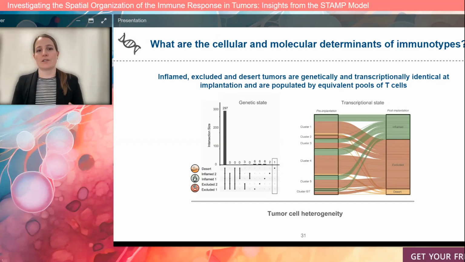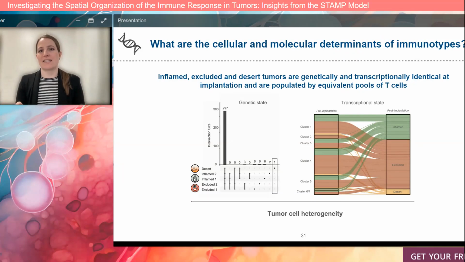So next, we wanted to look at the transcriptional variability of these populations. To do that, we performed single-cell sequencing of our pre-implantation tumor cell line and identified 7 different transcriptionally distinct clusters. We then performed single-cell sequencing of our post-implantation tumor cells by biopsying individual microtumors, which we had classified by the different immunotypes. So we next mapped the pre-implantation clusters onto the cells from the post-implantation tumors.